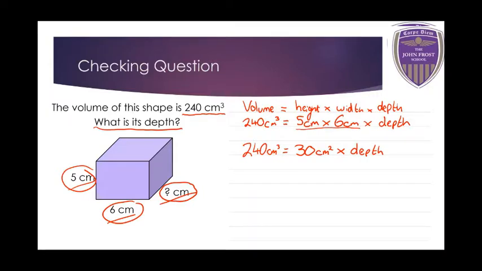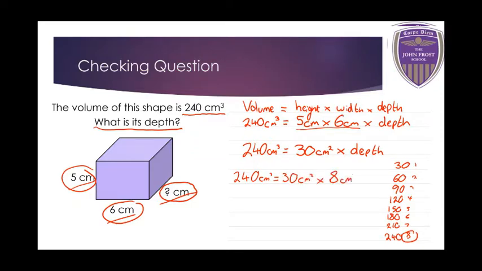Now, some of you might have just done your 30 times table. So if we did that, we would have got 30, 60, 90, 120, 150, 180, 210, and then 240. So that was 1, 2, 3, 4, 5, 6, 7, 8. So if we did it this way, you would have found that 240 centimeters cubed equals 30 centimeters squared times 8 centimeters. So you could have worked it out that way by just counting how many 30s are in 240.